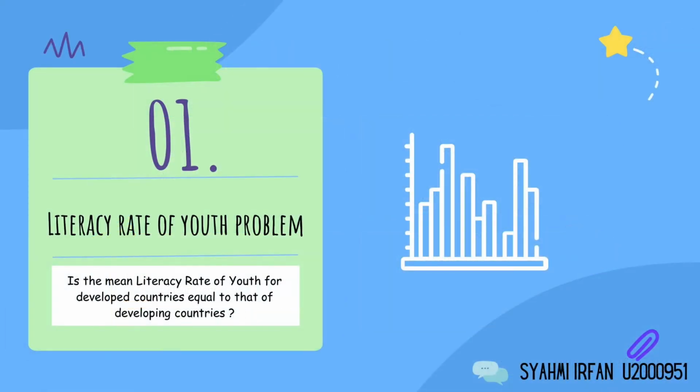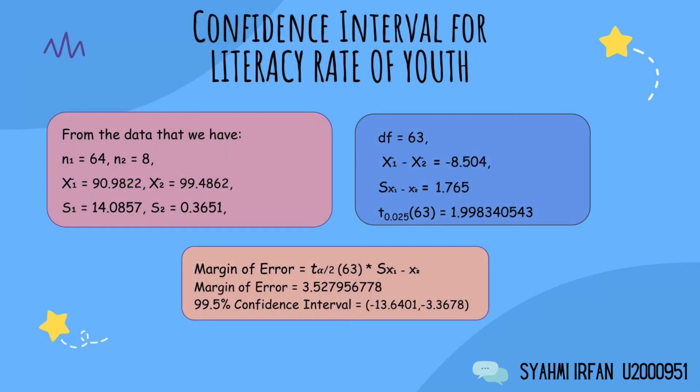Is the mean literacy rate of youth for developed countries equal to that of developing countries? How can we calculate the confidence interval for literacy rate of youth? From the data that we have from the question itself, we can get the value for degrees of freedom, estimate of standard deviation, and the margin of error, and from that information we can get the confidence interval for this literacy rate of youth. Then the value for the 99.5% confidence interval is as in the slide.